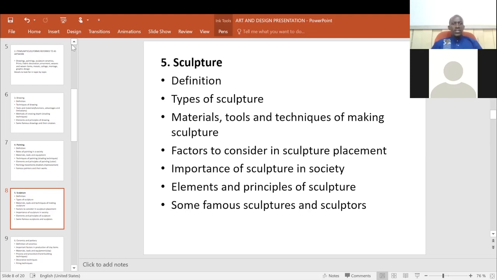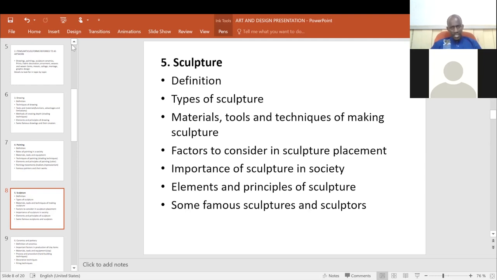Again, the learners should be able to understand, or rather to mention, the materials, the tools, and the techniques of making sculpture. The most important material in sculpture, we can talk about clay. Tools, we have so many that the candidates must pay attention to, right from the clay preparation process all the way to the sculpture making, the techniques and the process of creating sculpture.